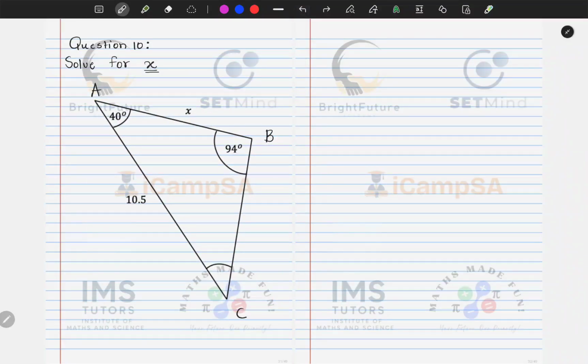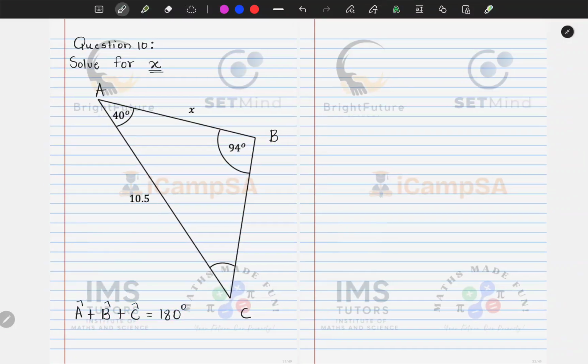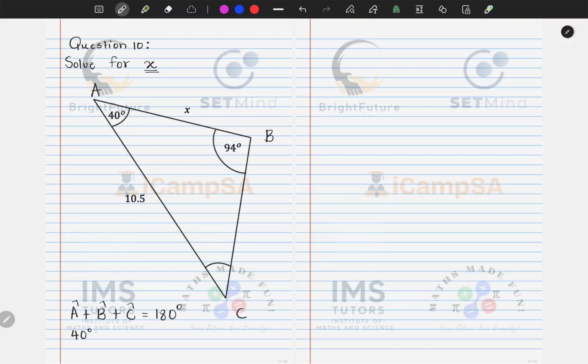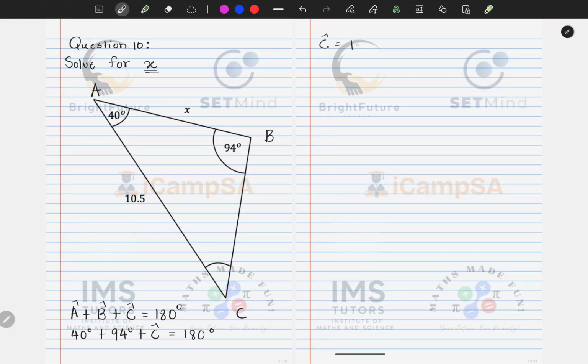So angle C is very easy to figure out here. If you look carefully, angle A plus angle B plus angle C should give you 180 degrees. And the reason here is this is the sum of angles in a triangle. Okay, so let's go ahead and put them in. So we'll have 40 degrees plus angle B, that is 94 degrees, plus angle C, this should be 180 degrees.